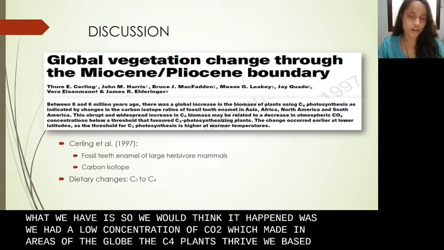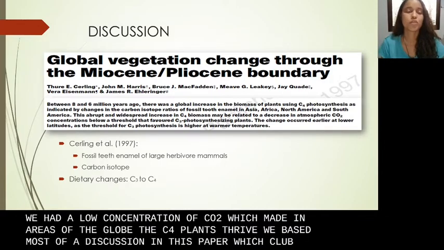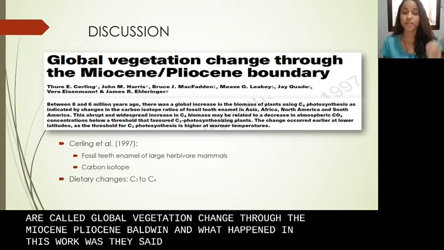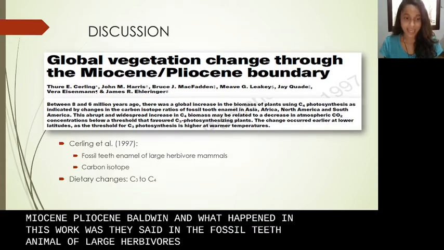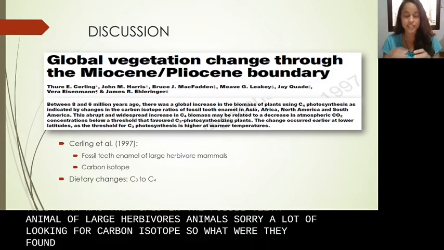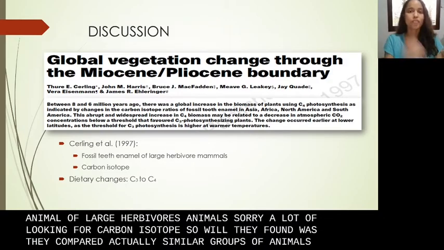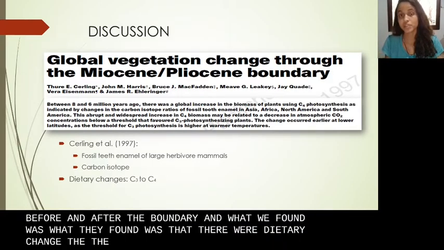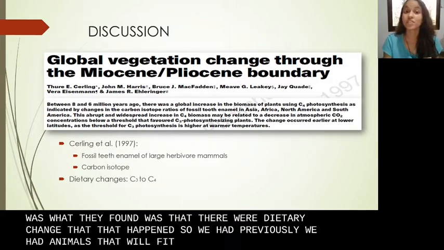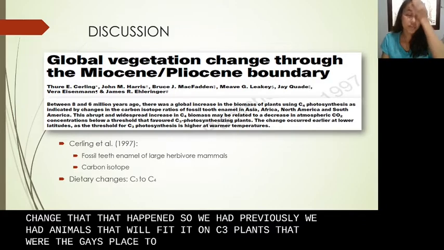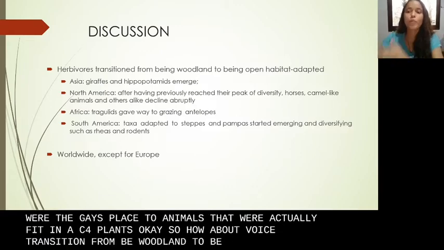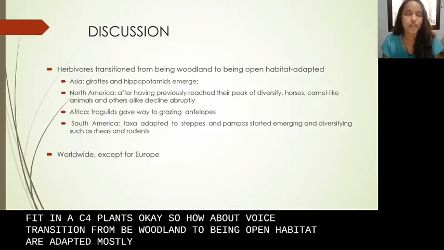We based most of our discussion on this paper, called Global Vegetation Change Through the Miocene-Pliocene Boundary. In this work they studied the fossil tooth enamel of large herbivore mammals, looking for carbon isotopes. They compared similar groups of animals before and after the boundary, and found that a dietary change happened. Previously we had animals feeding on C3 plants that gave place to animals feeding on C4 plants, okay? So herbivores transitioned from being woodland adapted to being open habitat adapted, in most areas of the globe.